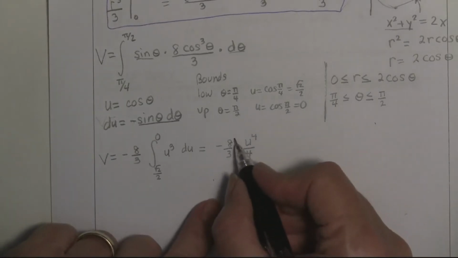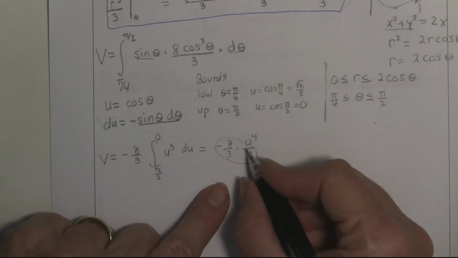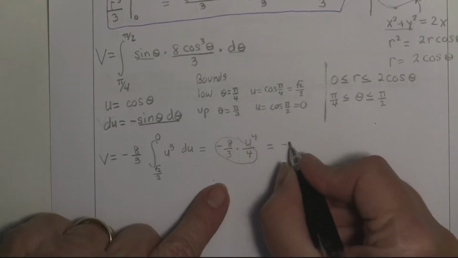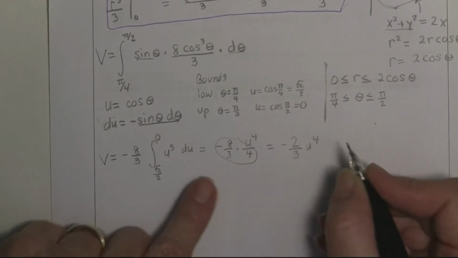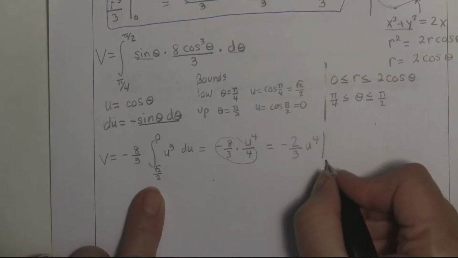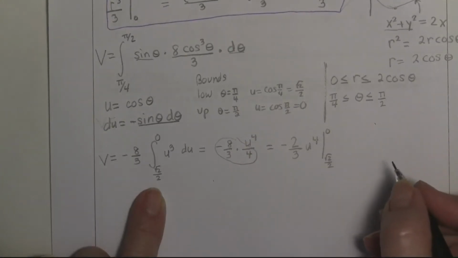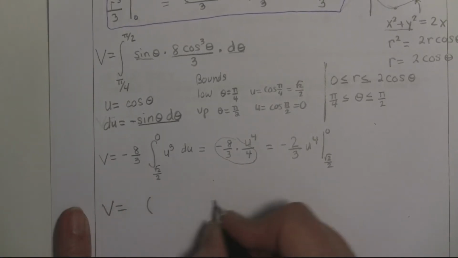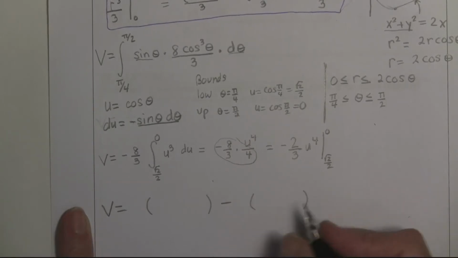So I am going to put these together and have just u to the 4th. And so when I do that, they're going to cancel and give me negative 2 over 3 u to the 4th. And then I'm going to be plugging in these bounds, square root of 2 over 2 and 0. So this is my volume, I'm going to put this here, my upper bound minus my lower bound is my plan.